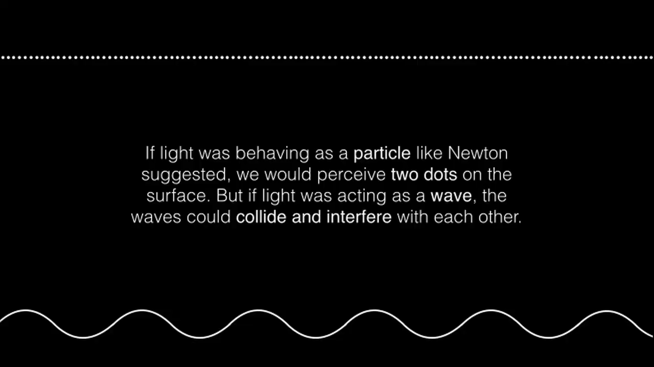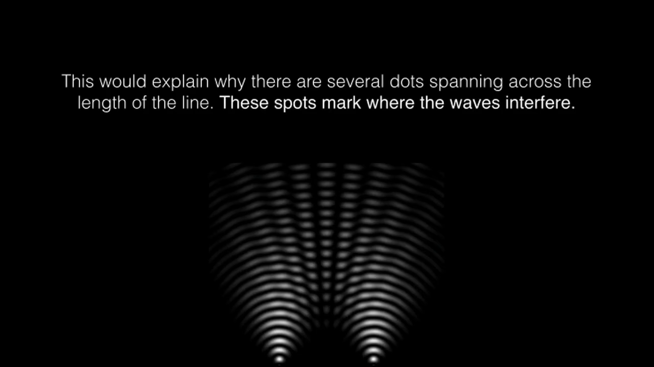If light was behaving as a particle, like Newton suggested, we would perceive two dots on the surface. But if light was acting as a wave, the waves could collide and interfere with each other. This would explain why there were several dots spanning across the length of the line. These spots mark where the waves interfere. So this experiment clearly shows that light is a wave, right?